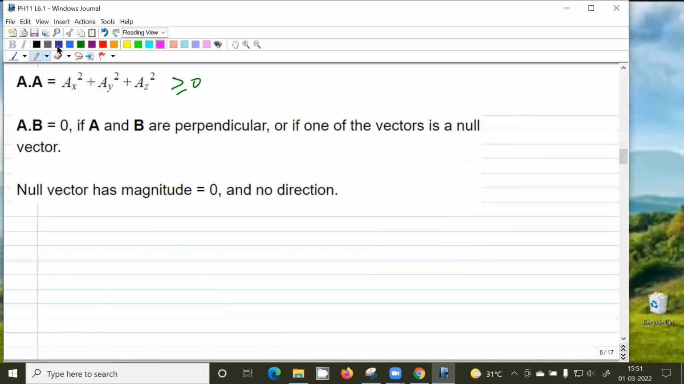And A dot A is the dot product of a vector with itself. So it's Ax squared plus Ay squared plus Az squared, and it's always greater than or equal to 0. It cannot be negative. And it's also the square of the magnitude of the vector. And A dot B is 0 means both are perpendicular. And what is the other possibility?